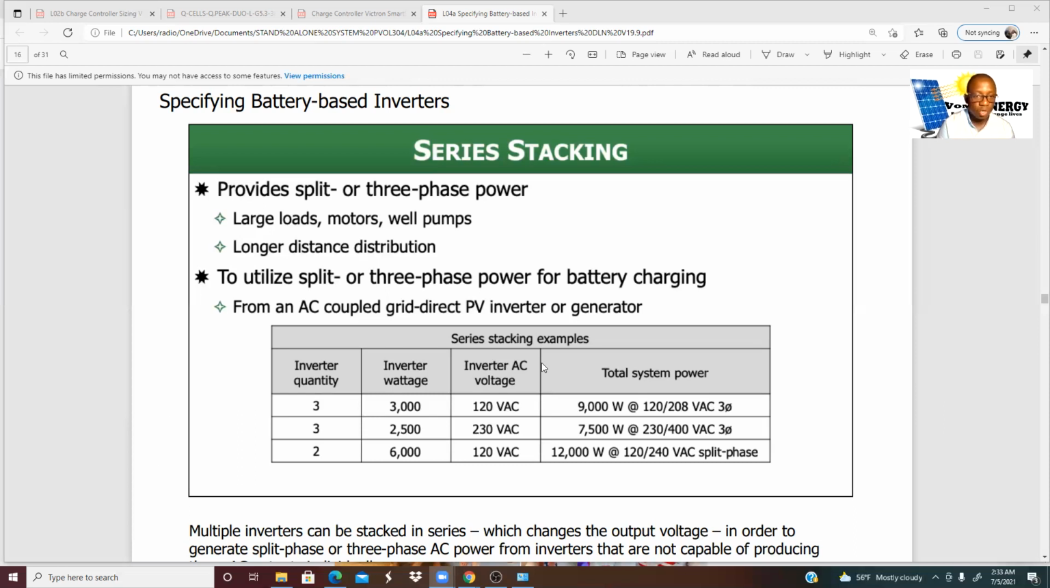Second line, we have 2,500 watt inverters, three of those. The inverter AC voltage is 230 volts. The wattage added becomes 7,500 at 330 by 400 volts. Now let me read.